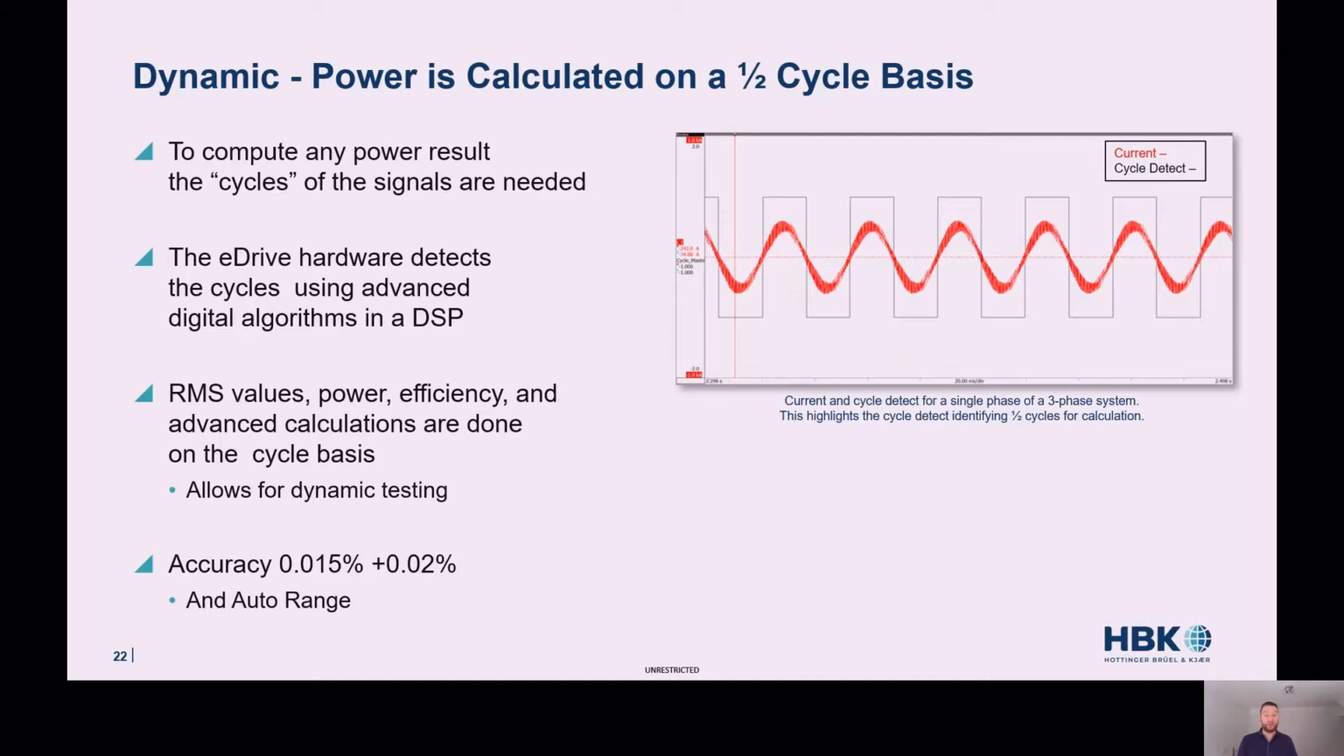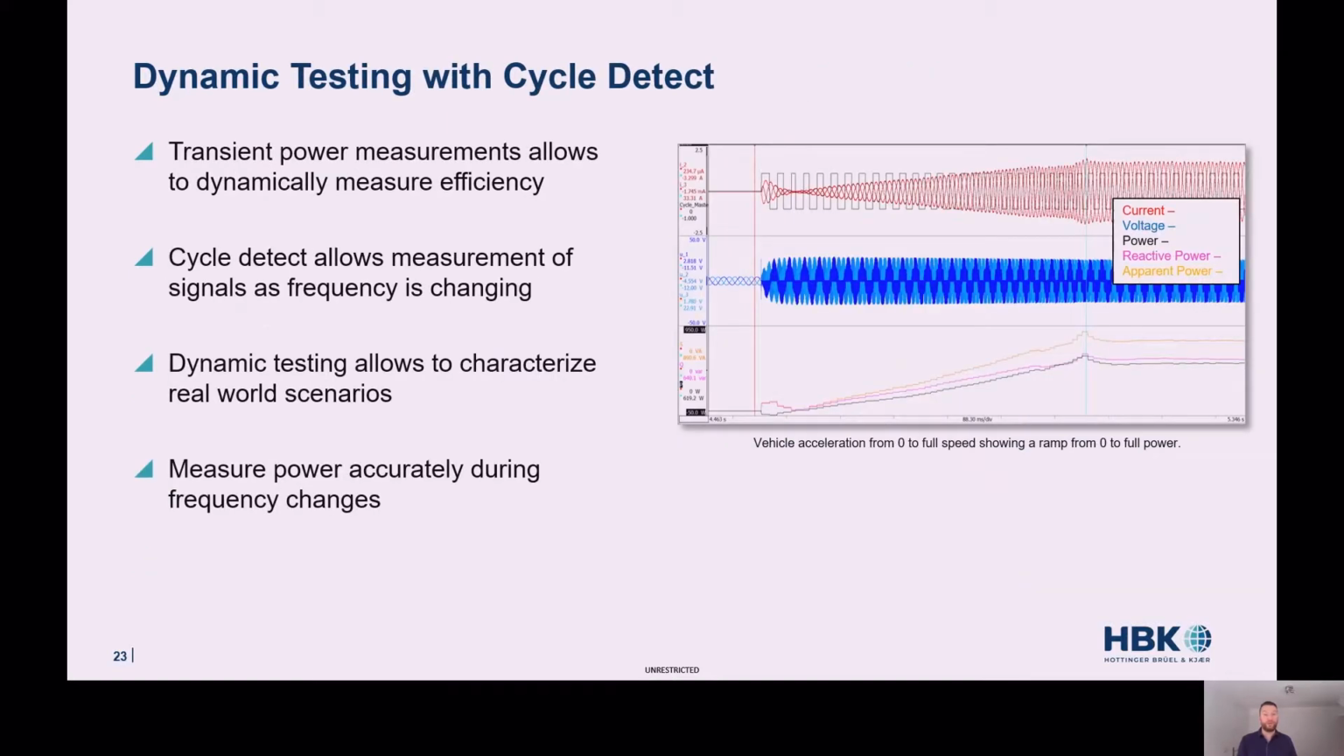Providing a recording of the cycle time basis also gives an added layer of transparency to the test by letting users know how their calculation was done. This cycle detect allows measurement of signals as frequency is changing, even if there is a step change like we discussed before with our machines glitching in and out. It is what enables dynamic testing and characterizing real-world scenarios.